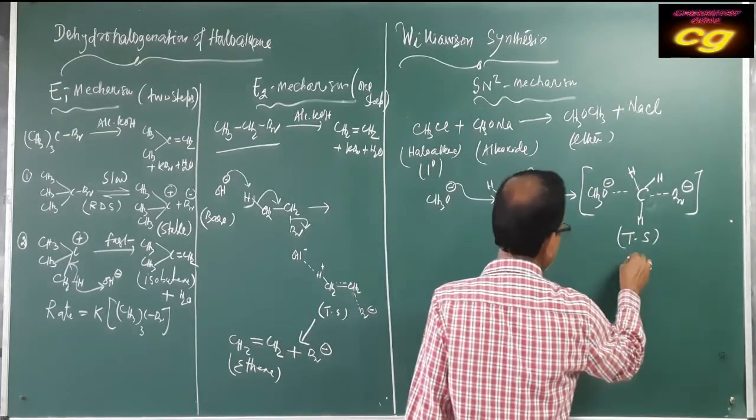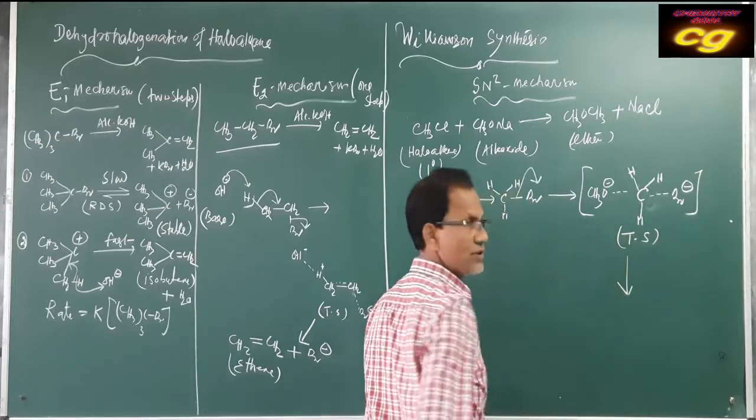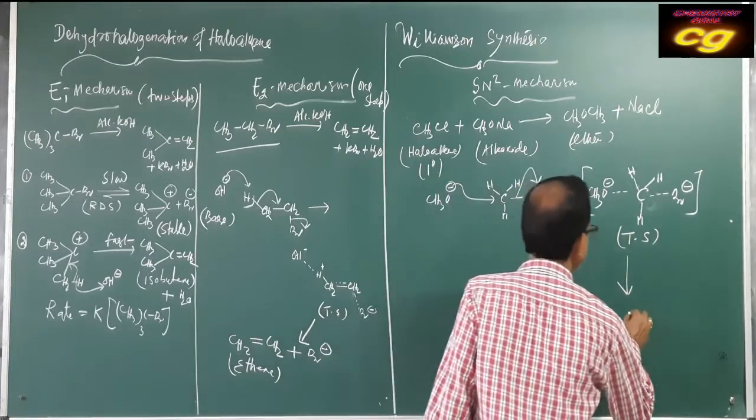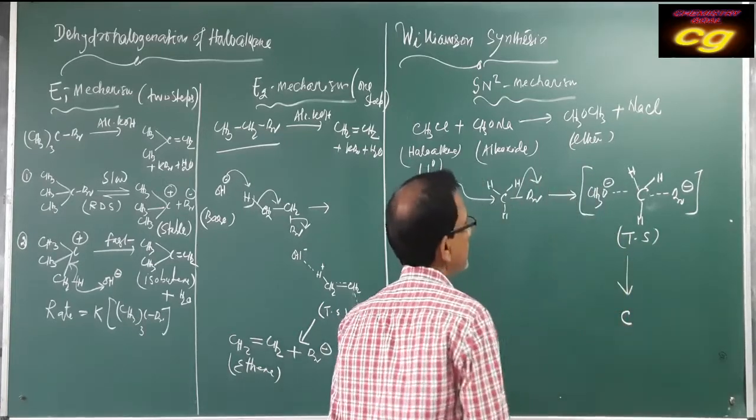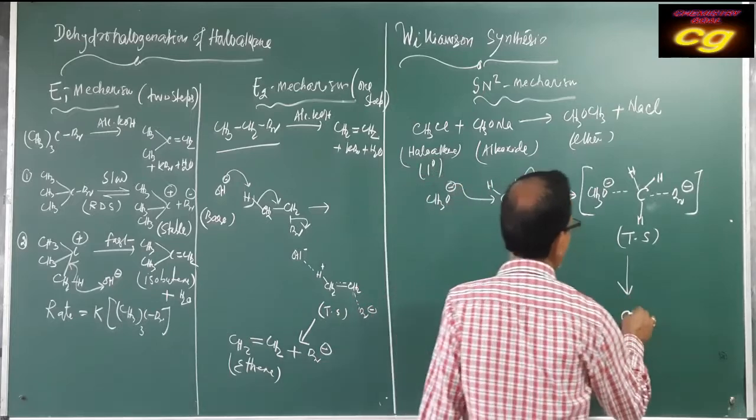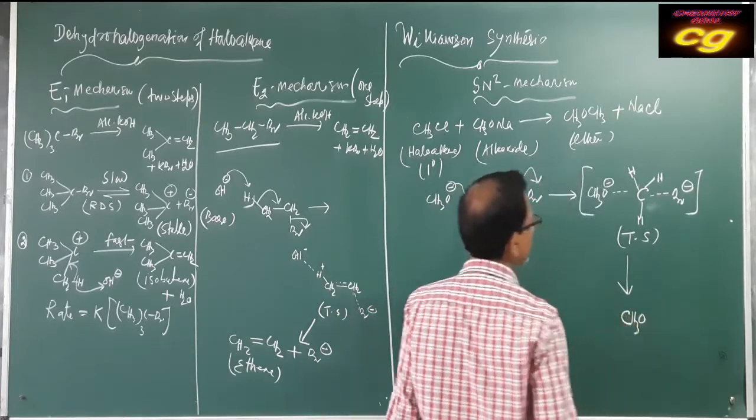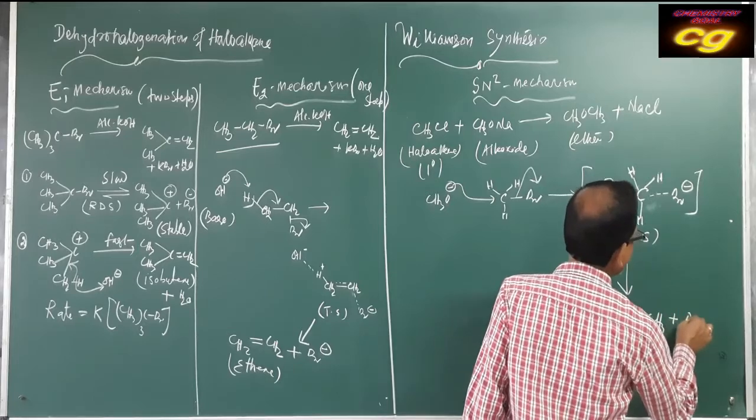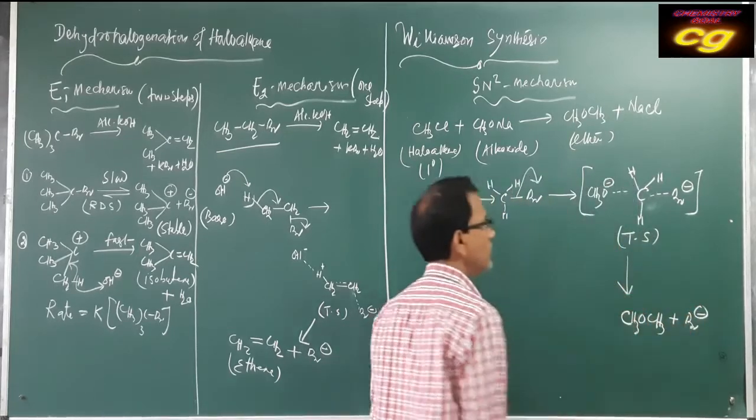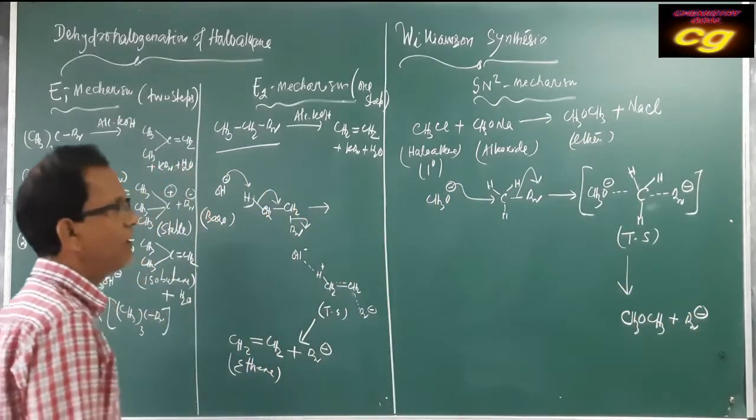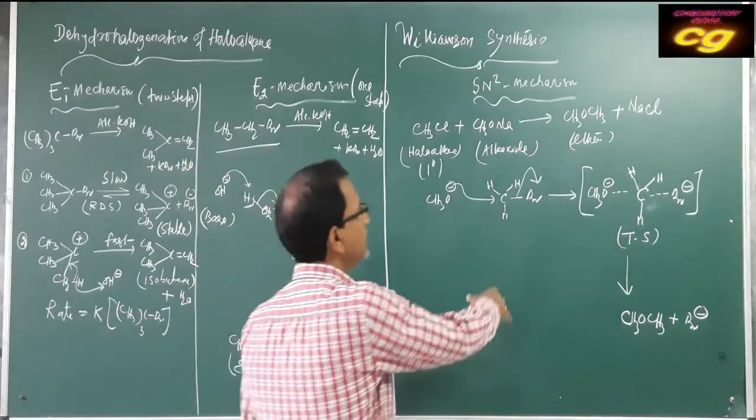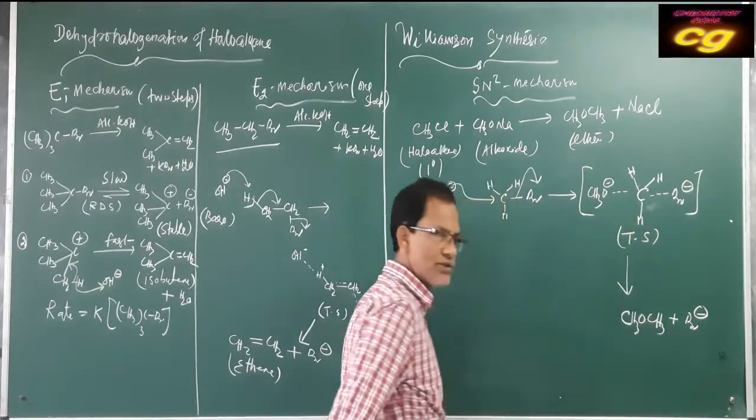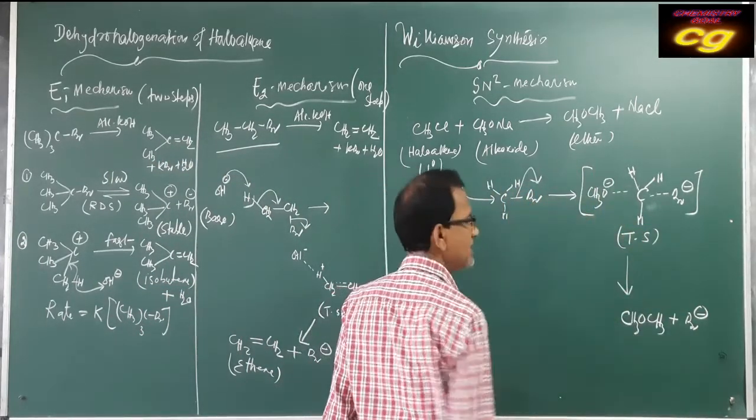Then what happens? The result is the formation of what? The ether. How is ether produced? Already CH3O is attacking CH3, then loss of Br minus. So this is your ether. Here it is a one step process. It is shown in the form of transition state, but attacking and releasing happen in one step.